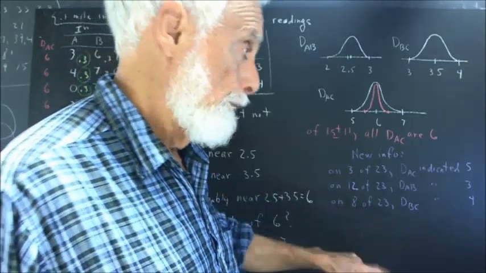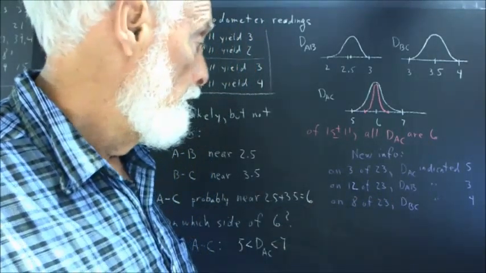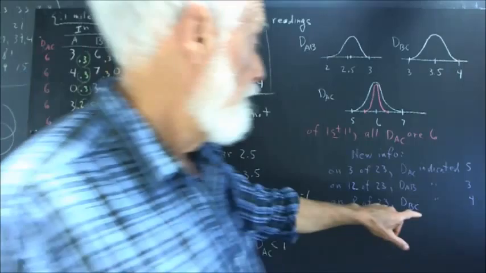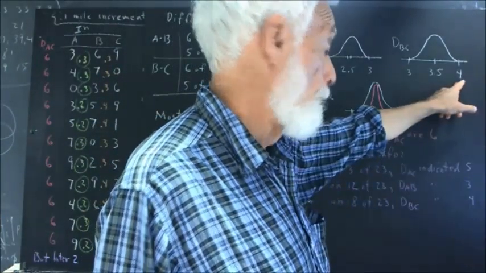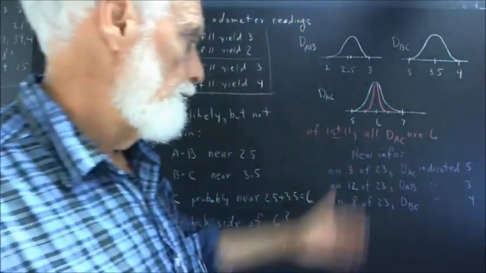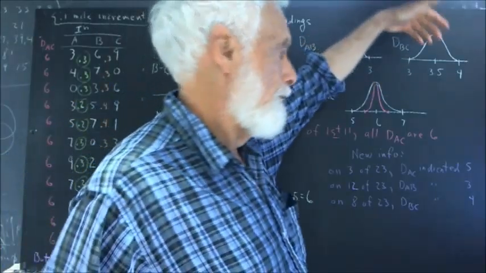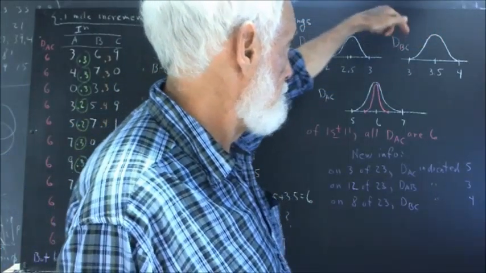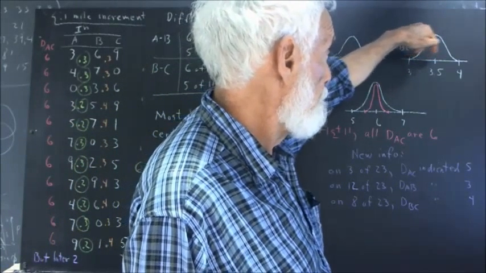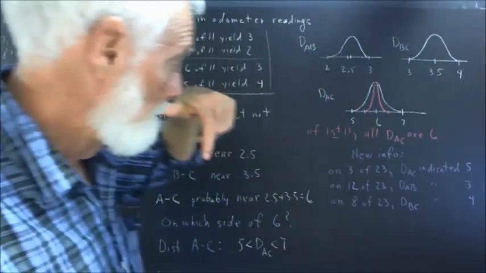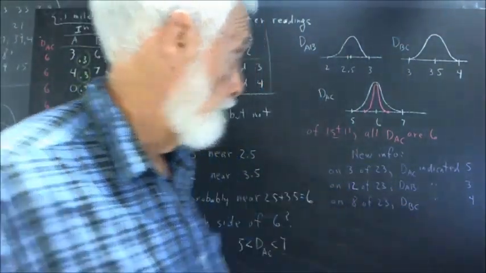On 8 out of the 23, that's approximately 1/3 of our 23 observations, distance B to C indicated 4. Now that indicates, if that result holds up, that the distance is probably closer to 3 than it is to 4 between point B and point C.